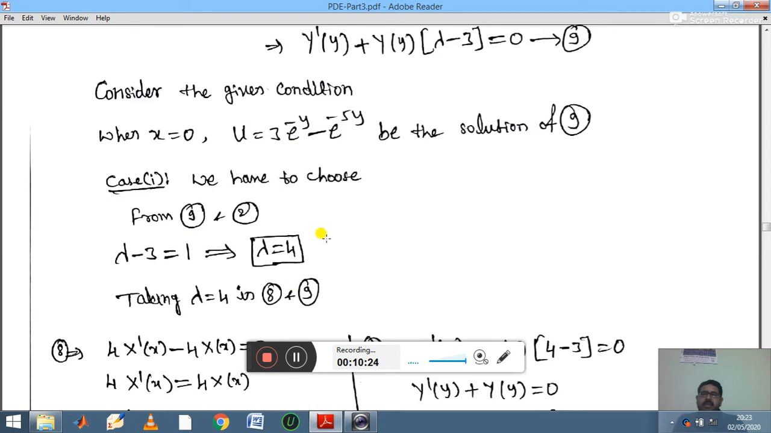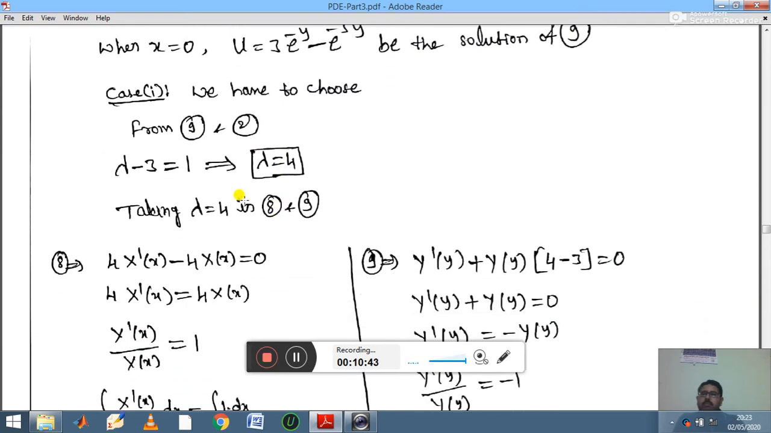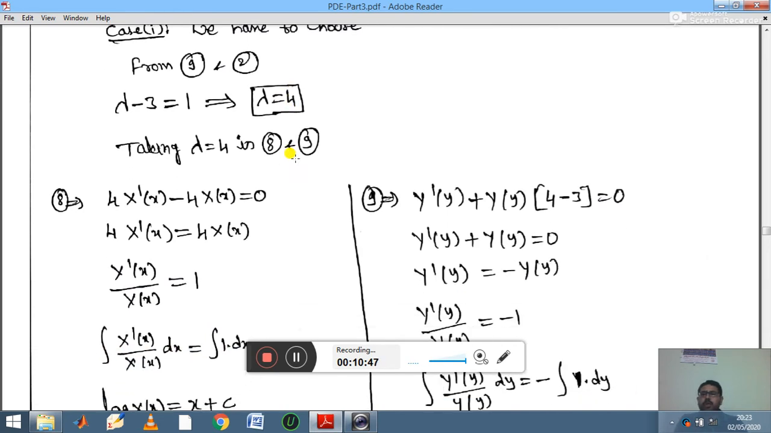Then in the second case, to get the second lambda value, use the coefficient of y, which is 5. If you use lambda minus 3 equals 5, therefore lambda equals 8. Lambda equals 8 is case 2. Okay, then let us move on by taking lambda equals 4, case 1. How to solve, how to get the solution.